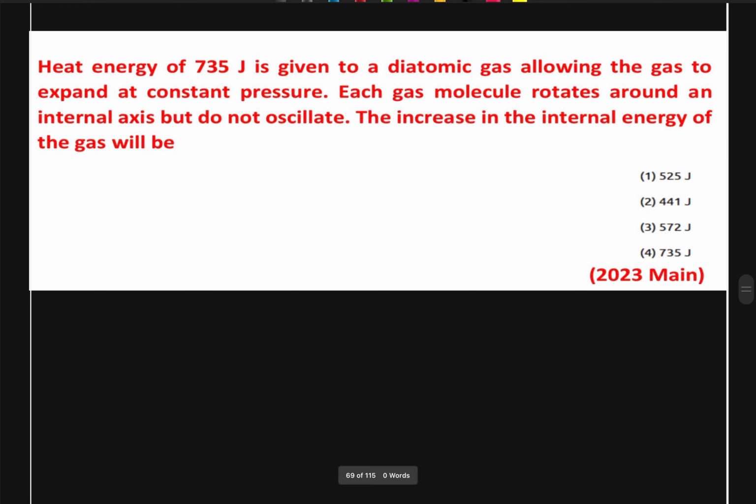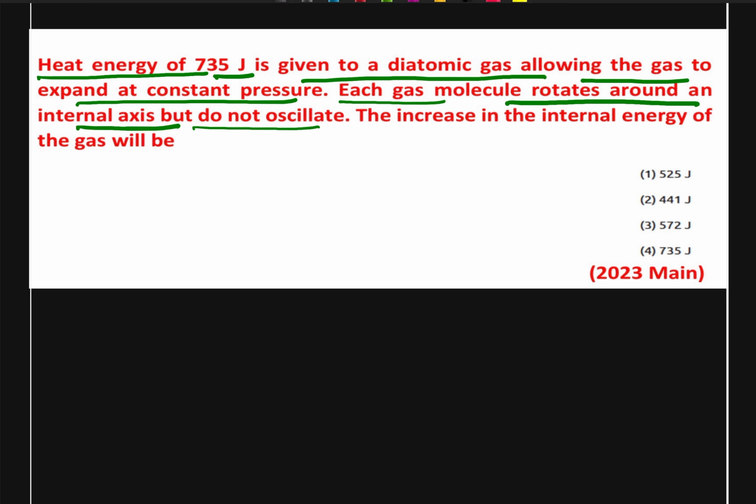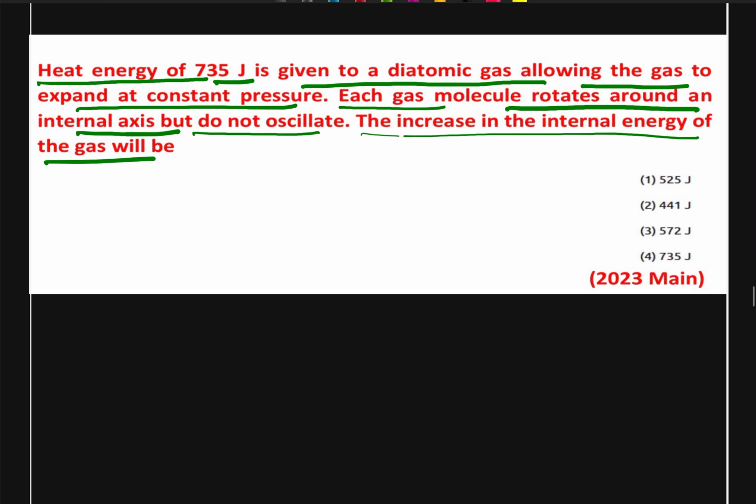It states that heat energy of 735 joules is given to a diatomic gas, allowing the gas to expand at constant pressure. Each gas molecule rotates around an internal axis but does not oscillate. The increase in the internal energy of the gas will be? Okay, so we have to remember that there is only rotation and there are no oscillations. And we have a diatomic gas.